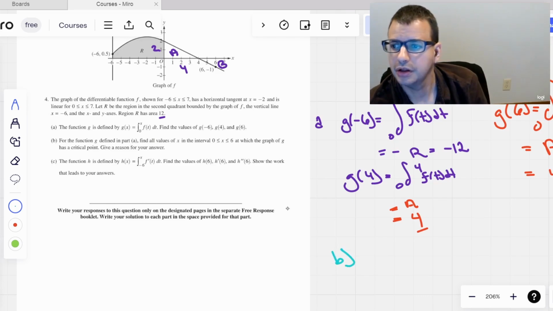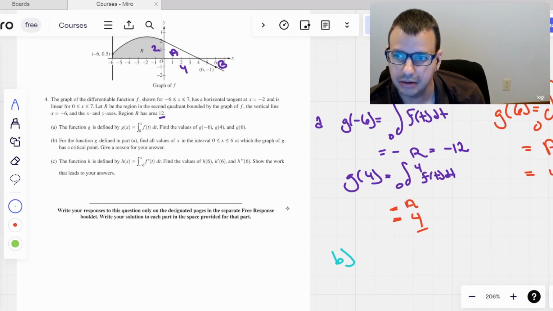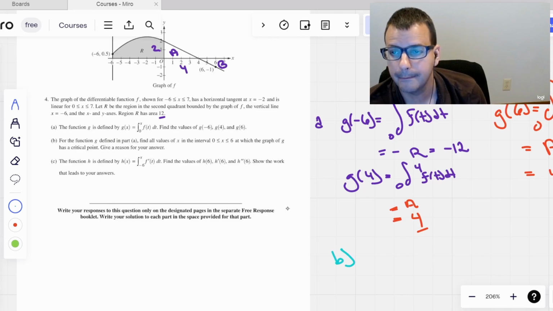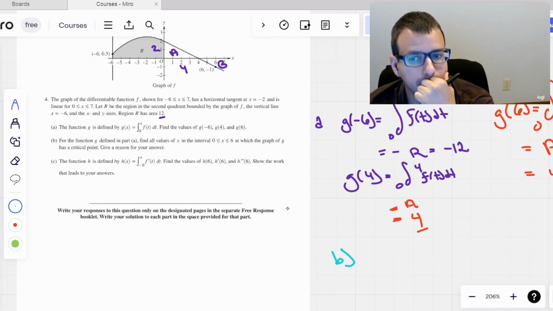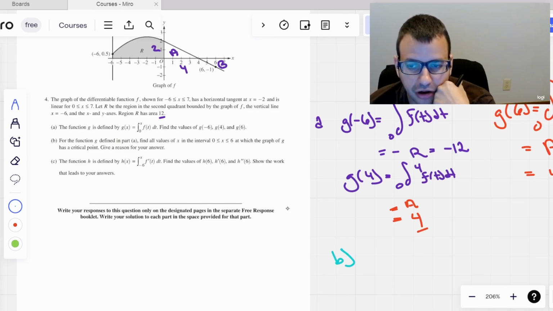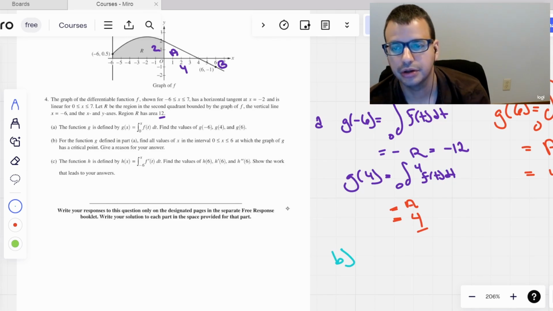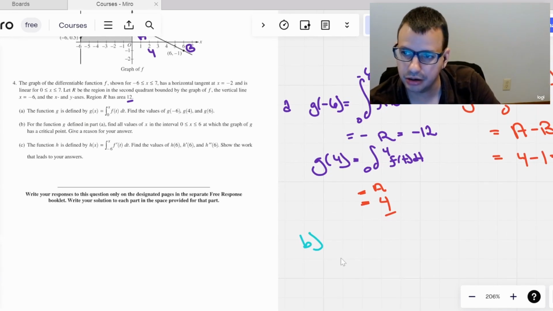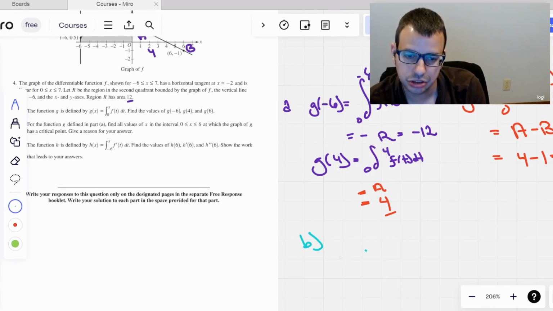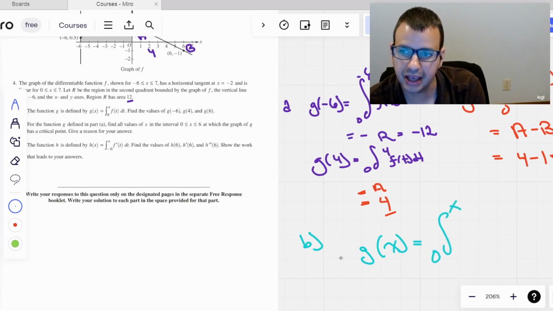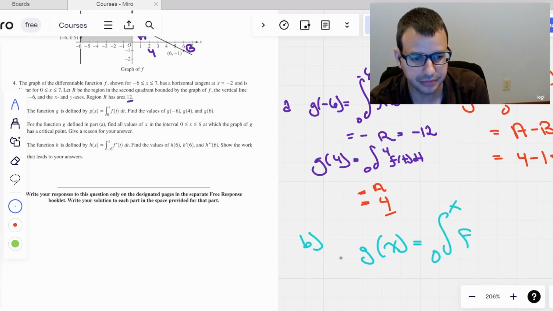The function g, defined in part A. Find all values of x on the interval from 0 to 6 in which the graph of g has a critical point. Okay, I am not going to overthink this. So g of x equals the integral from x of f of t dt.